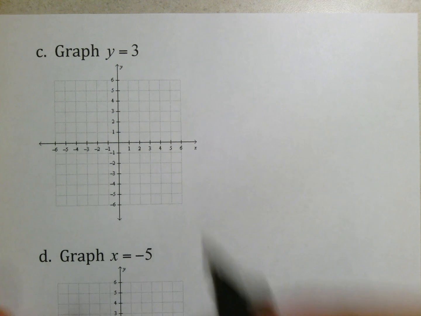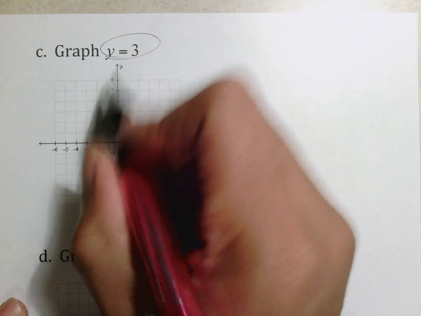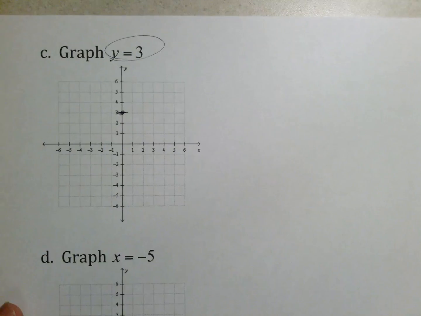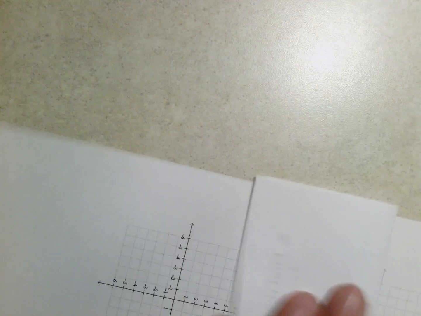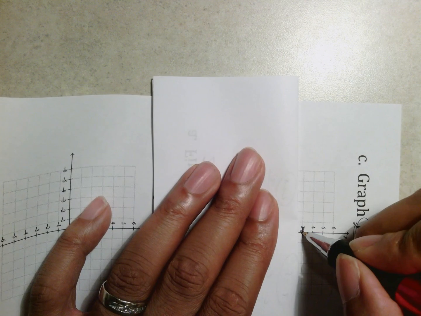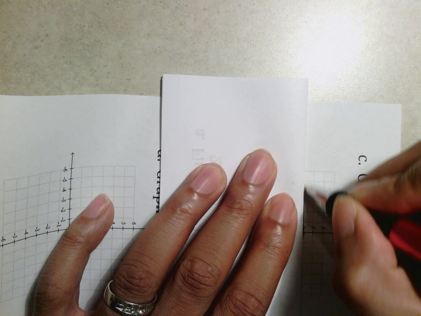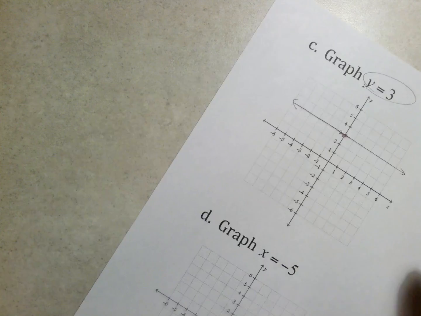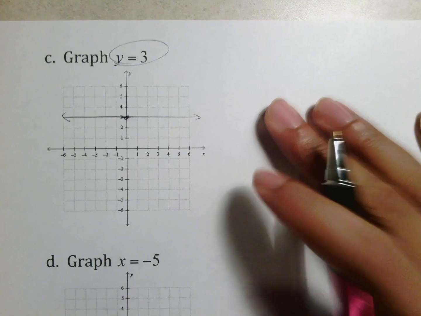Graph y equals 3. Again, once I see y equals 3, y-axis to 3, I know that the tick mark through 3 goes sideways, and so I draw a line that goes sideways. Sorry, it's not on the graph here. And there you go.